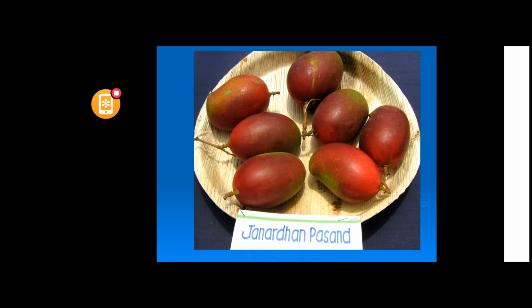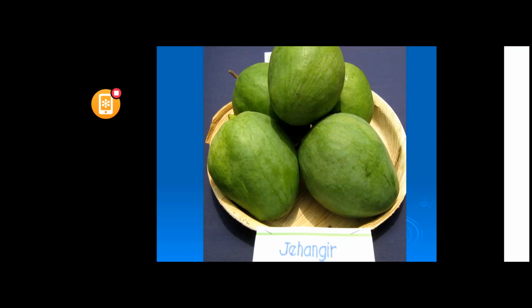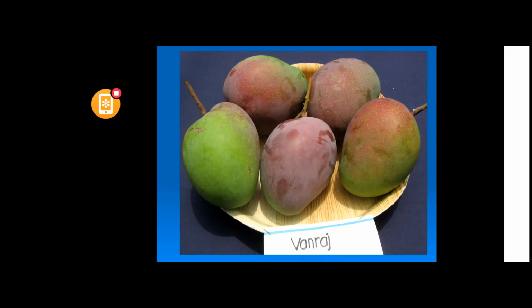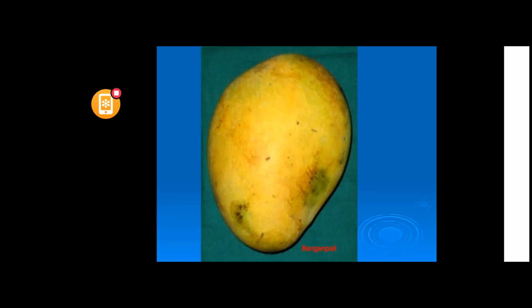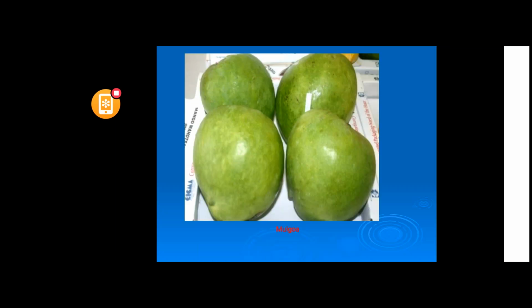Janardhan Pasand is another colored variety from the south, and it is also used in Arka Anmol, with Alphonso and Janardhan Pasand producing one hybrid variety. Jehangir is another variety from the south. Vanraj is another variety from the south. Banganapalli is another very good variety from the south.